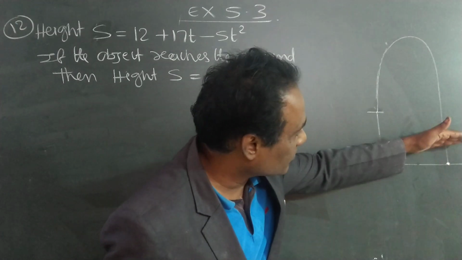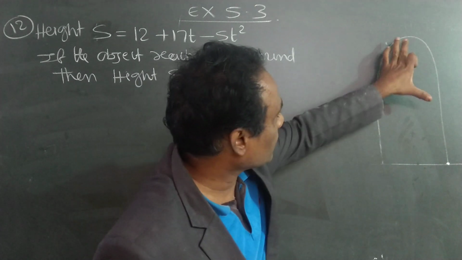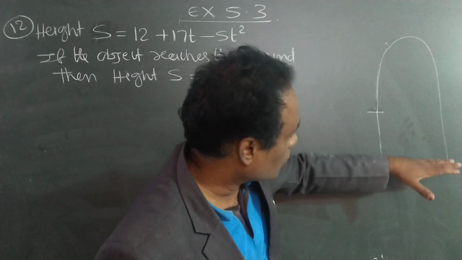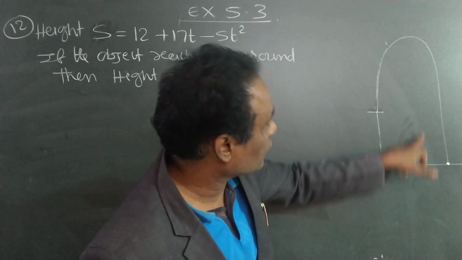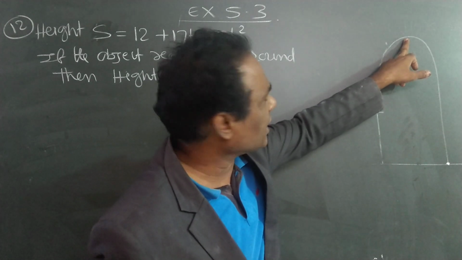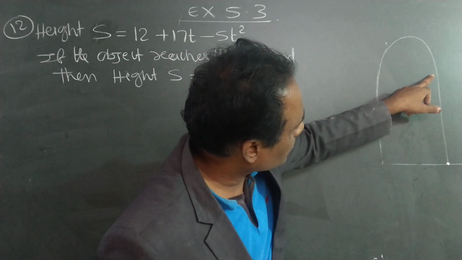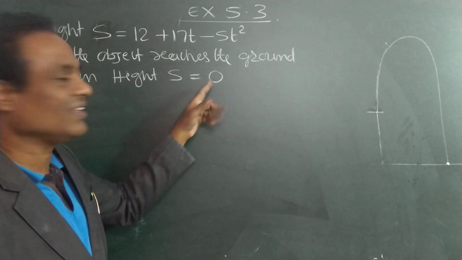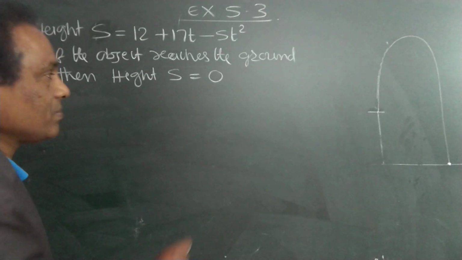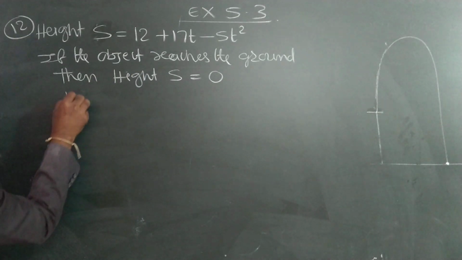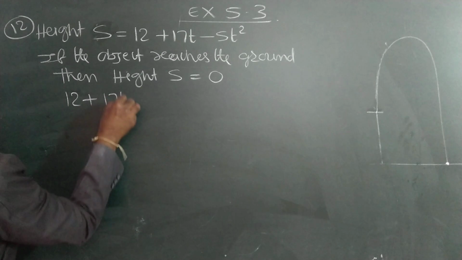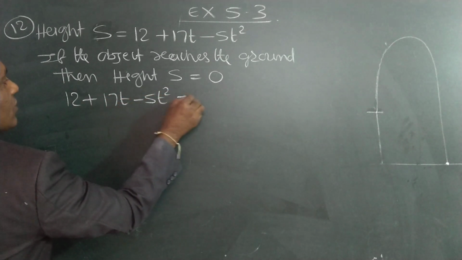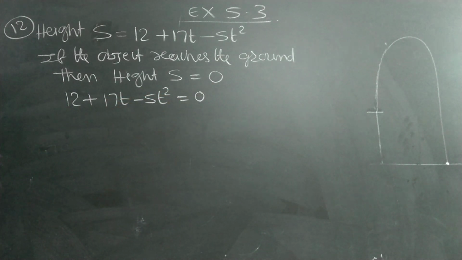So if you measure the ground to object distance, suppose the object is here, say some maximum, say 30 meters for example. Next it comes down, 20 meters, 10 meters, 0 meters. Height is equal to 0. That you have to remember. What is S? 12 plus 17t minus 5t square is equal to 0. We got a quadratic equation. Solve this equation, find the t value.